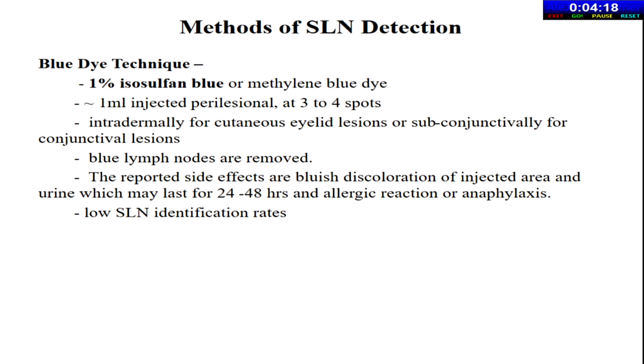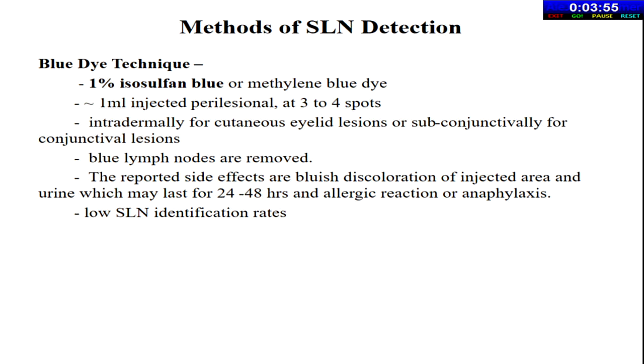Then within say 5 to 10 minutes, we have to give the incision and we have to visualize where the stained lymph nodes are. Those lymph nodes are considered sentinel lymph nodes and those are taken out. The reported side effects are bluish discoloration of injected area and urine, which lasts for 24 to 48 hours. Allergic reaction, very rare. Anaphylaxis also you can come across.